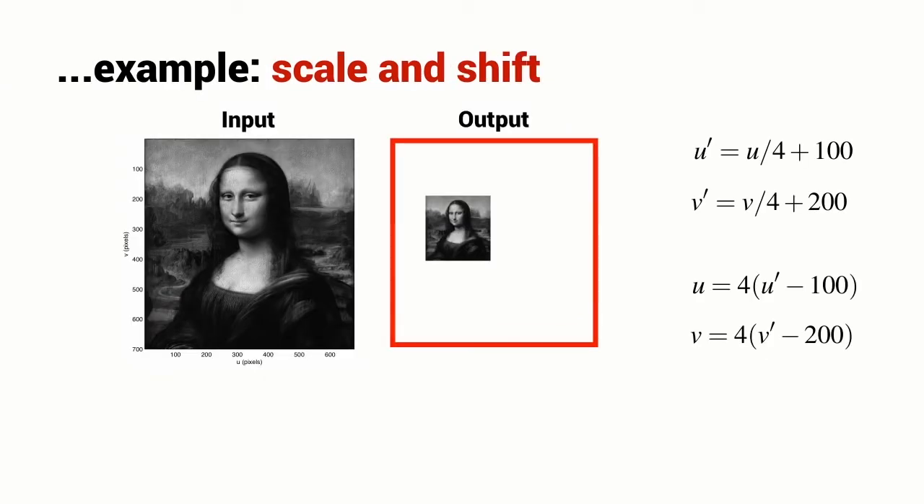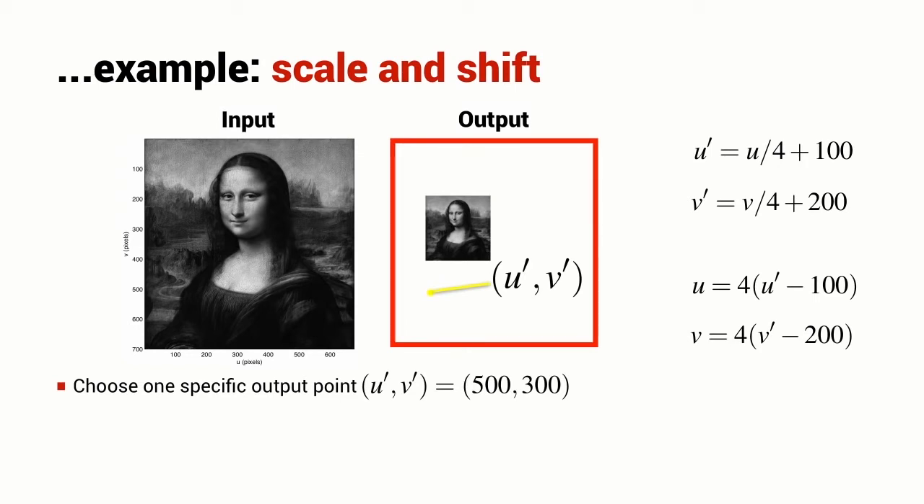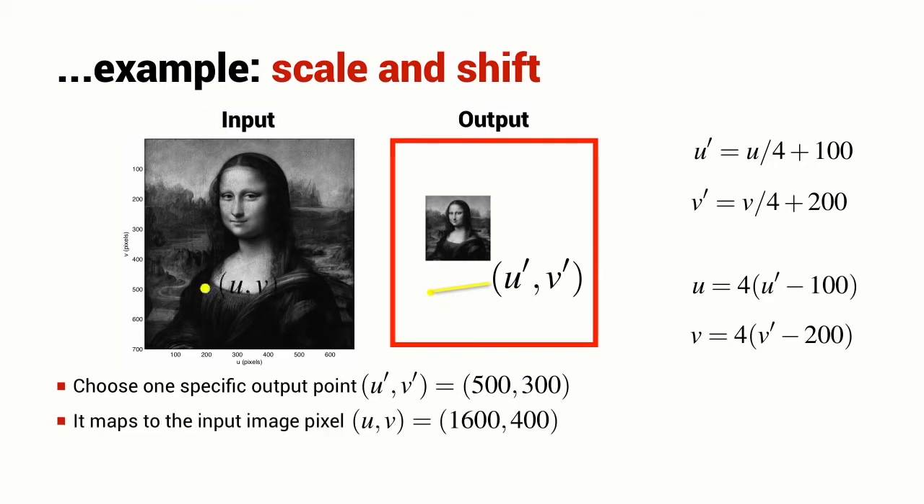Let's consider now what happens if I choose a pixel down here. So this output pixel, this particular value of U prime and V prime, lies outside the Mona Lisa image in the output image. What's going on here? So if we take this particular output pixel coordinate 500, 300 and we map it to the coordinate in the input image, we find that it lies way outside the input image. So we can use some pretty simple logic to say that an input image coordinate like 1600, 400 lies outside the bounds of the input image. Therefore, we don't have a value to put into the output image at that particular point.